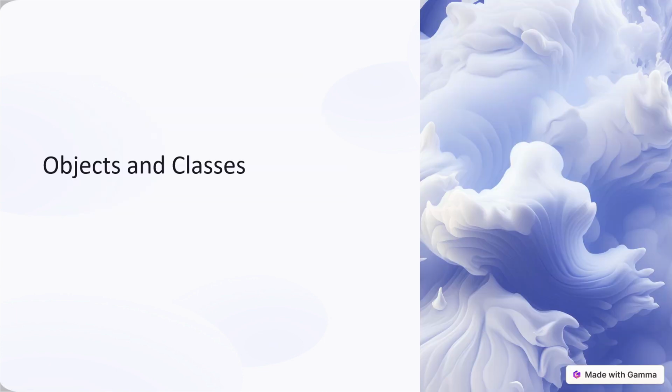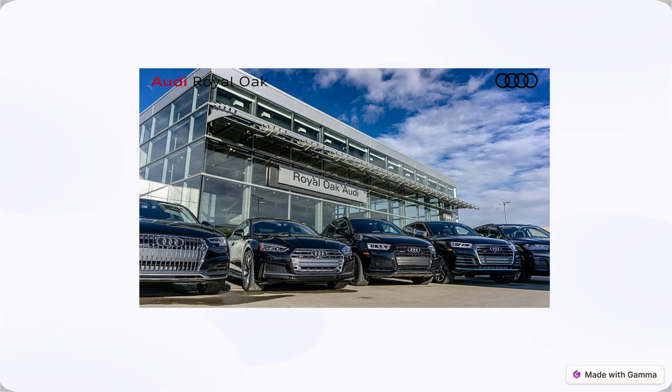Okay, still having doubt? I will give you one example. Suppose you wanted to buy a car. Let's understand what JDK, JRE and JVM are. What will you do? You will go to a showroom, a car showroom.